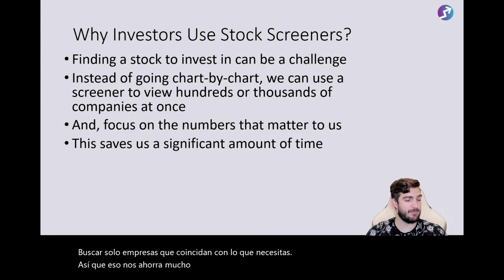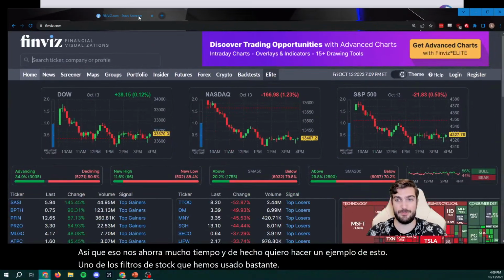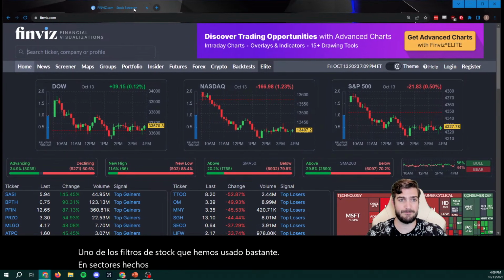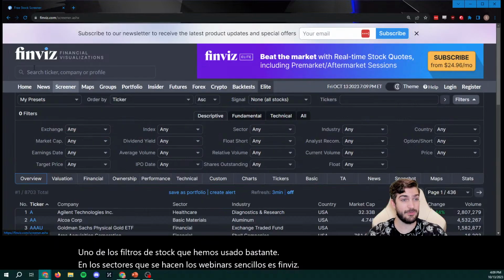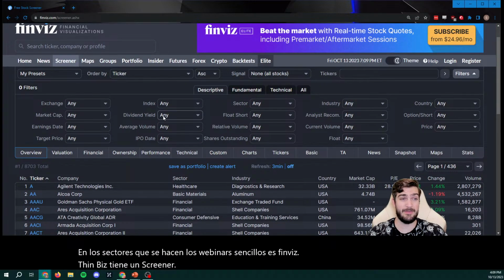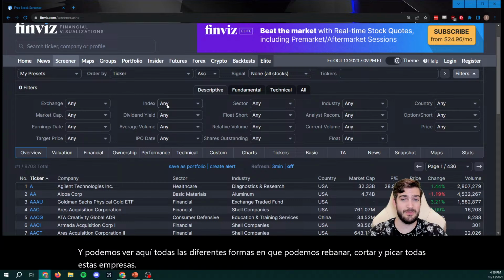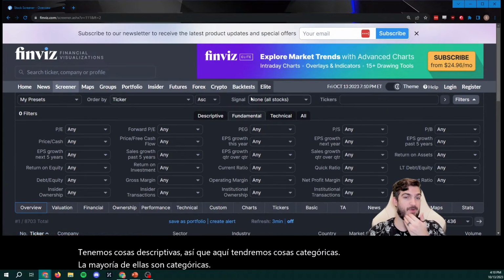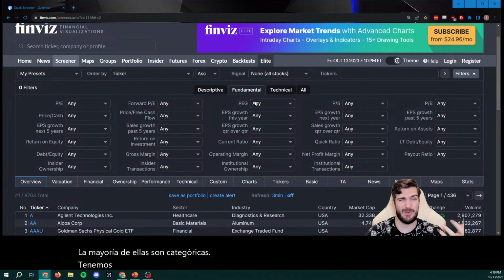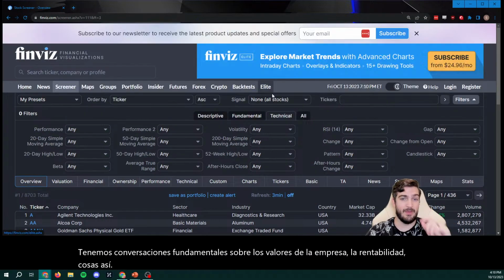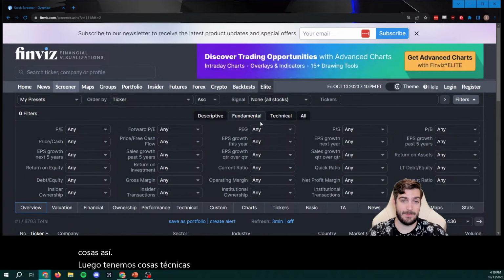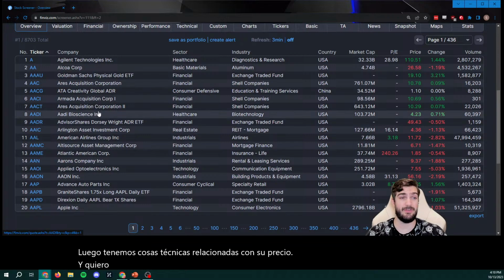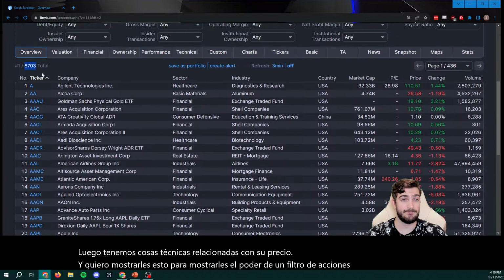And I actually want to do an example of this. One of the stock screeners that we've used quite a bit in Sectors Made Simple webinars is FinViz. FinViz has a screener, and we can see here all of the different ways that we can slice, dice, and chop all of these companies. We have descriptive things, so here we'll have categorical. Most of these are categorical. We have fundamental, talking about the company's values, profitability, things like that. Then we have technical, things related to their price. And I want to show you this, to show you the power of a stock screener in one quick example.